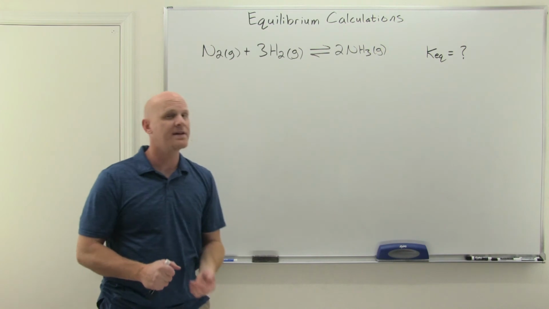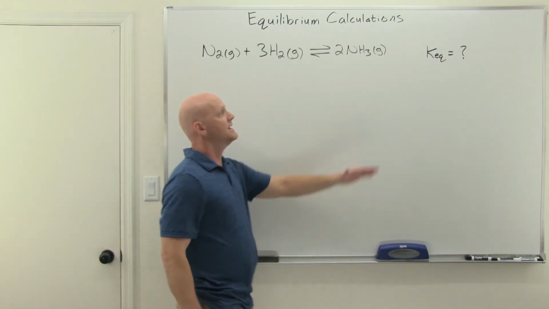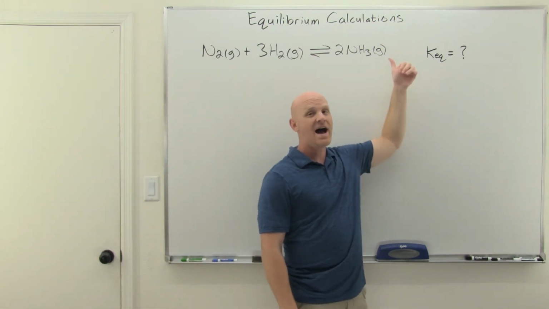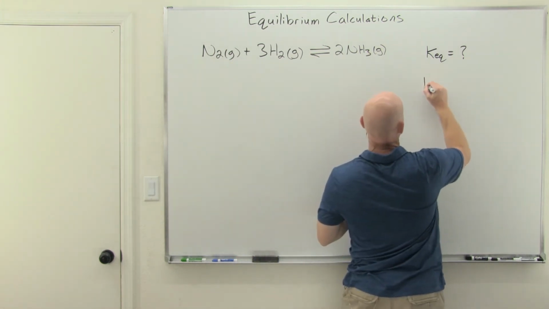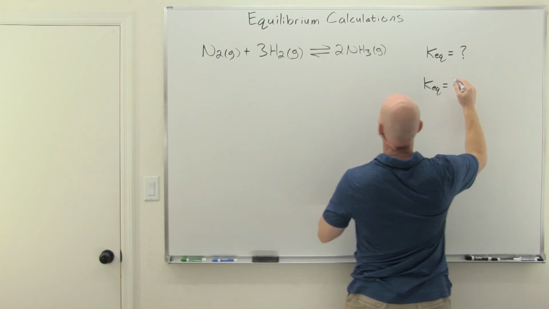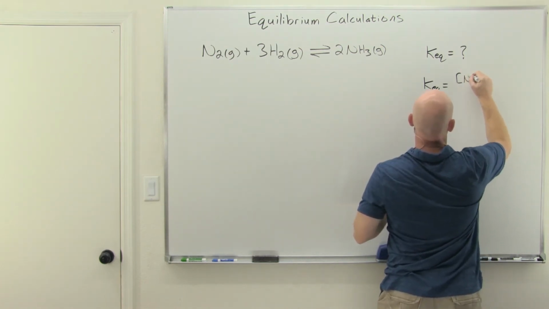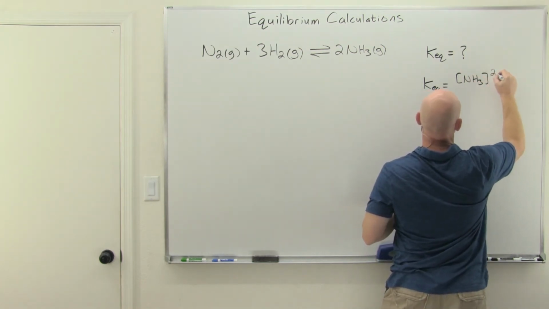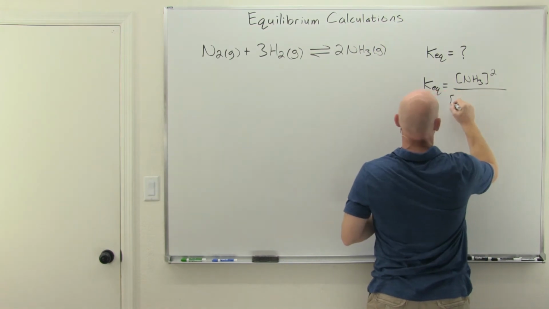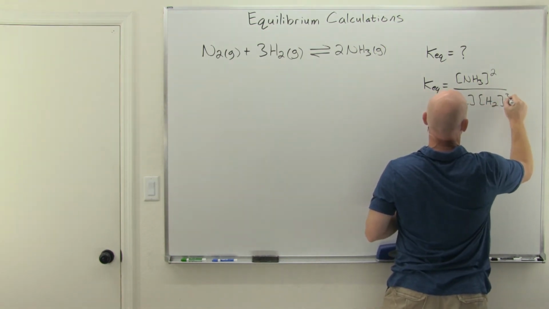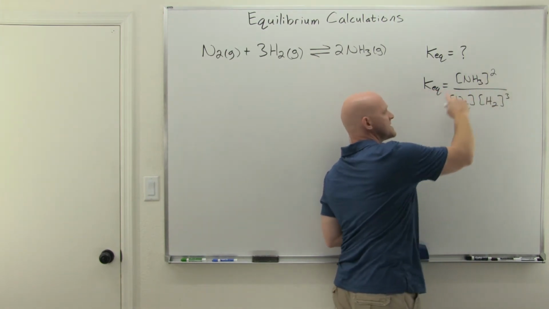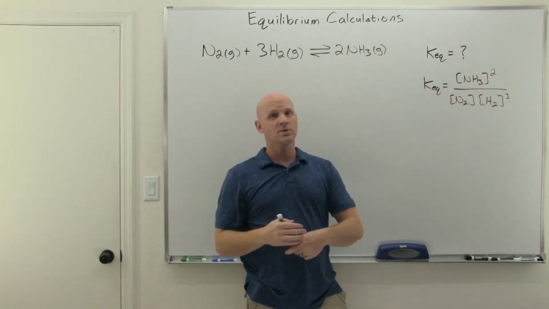Okay, so now we're actually trying to solve for the equilibrium constant. This one's different. We are not given the equilibrium constant. That's the question. What is the equilibrium constant? So once again, let's write our equilibrium constant expression to start here. And in this case, it would be the concentration of ammonia, NH3 squared, all over concentration of N2 times the concentration of H2 cubed. And again, keep in mind that all these concentrations have to be measured at equilibrium.